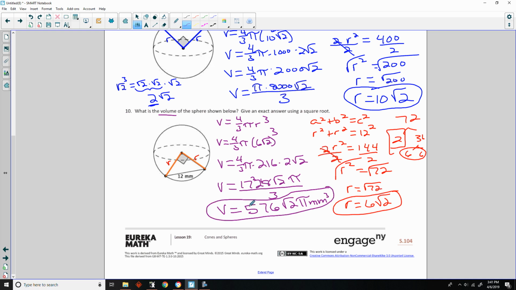So the answer, using a square root and exact, meaning leave the square root there, leave the pi there, volume is 576 square root 2 pi millimeters cubed.